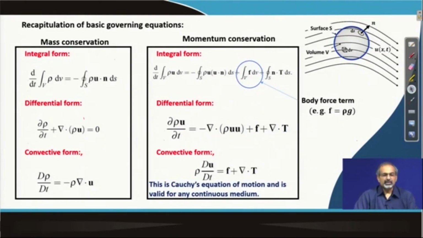Now, we come to the recapitulation of the basic governing equations of fluid flow involved in multi-phase problems. In the corner we have a small diagram where we are talking about a small control volume. As you can see, the control volume has a surface, and there could be a small elemental region of that surface indicated by dS, and there is an outward pointing normal from that elemental surface area, and the volume that is enclosed by that surface is given by V.